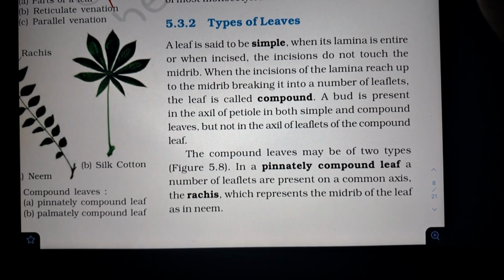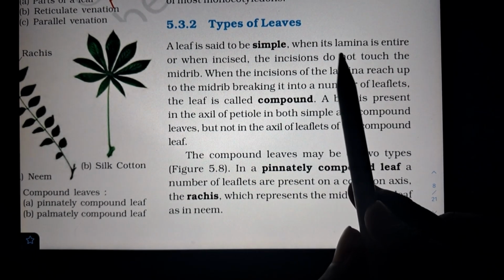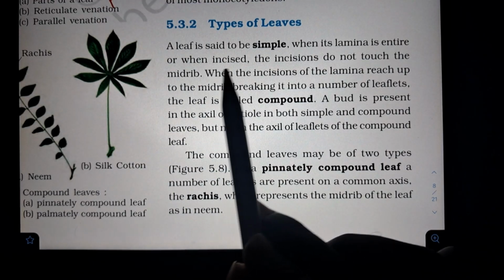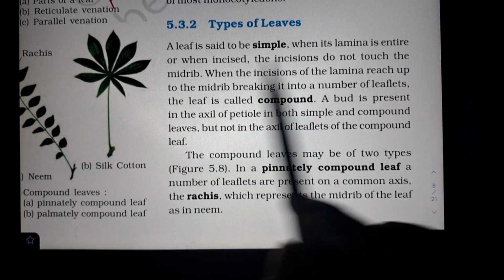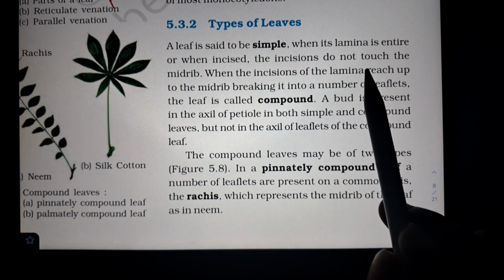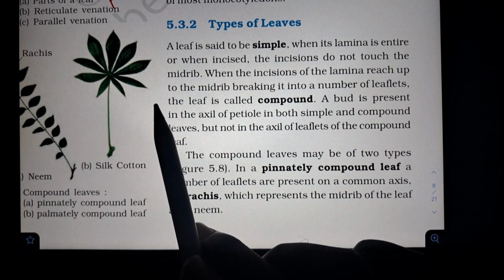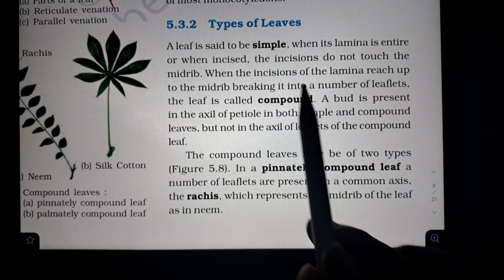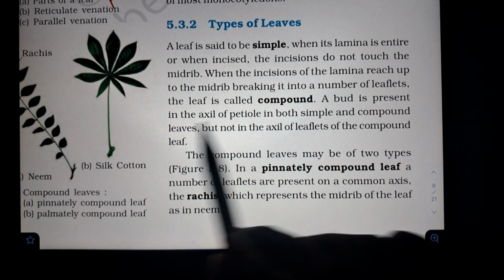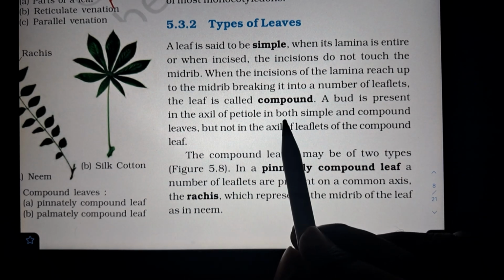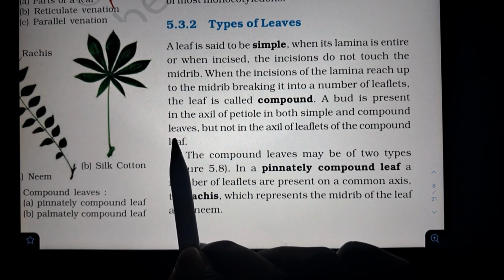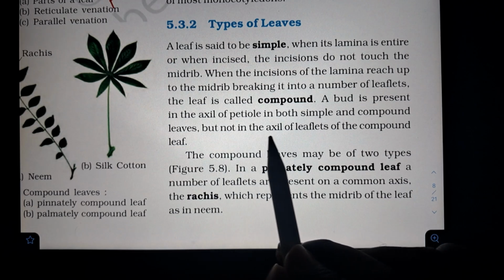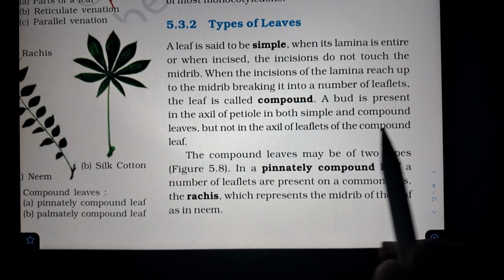Types of leaves. A leaf is said to be simple when its lamina is entire or when incised, but the incisions do not touch the midrib. When incisions of the lamina reach up to the midrib, breaking it into a number of leaflets, the leaf is called compound. A bud is present in the axil of the petiole in both simple and compound leaves, but not in the axil of leaflets of a compound leaf.